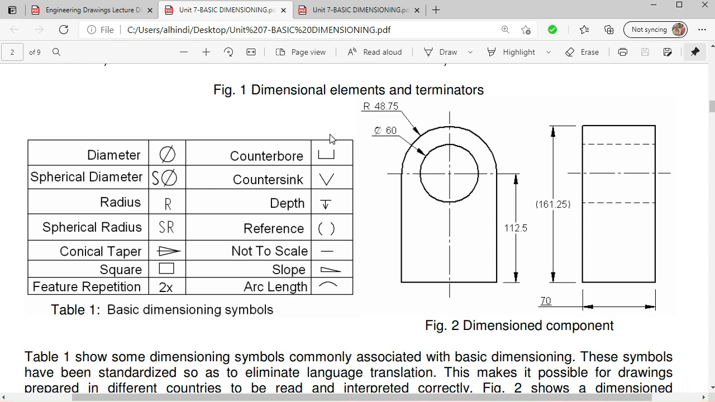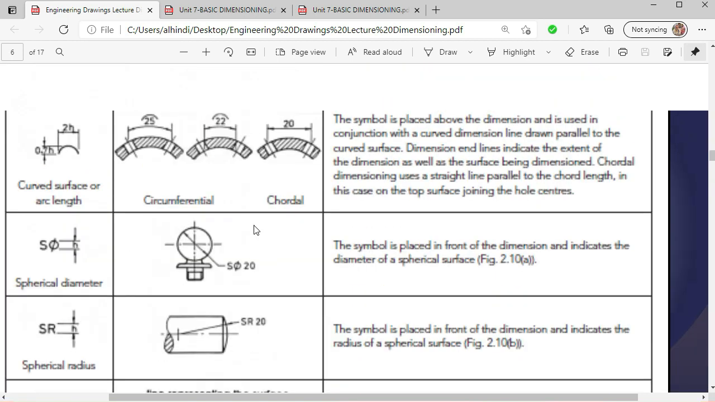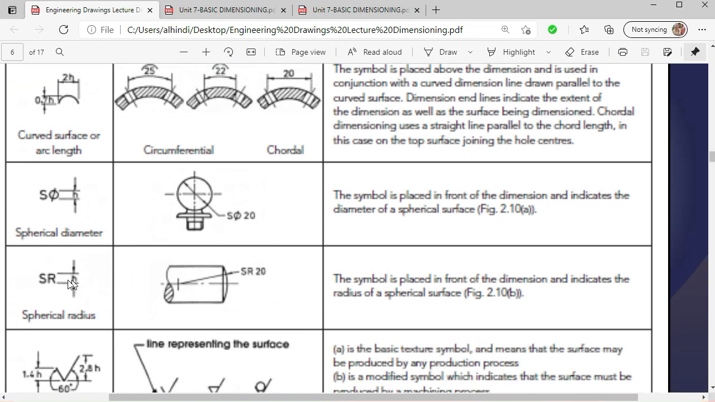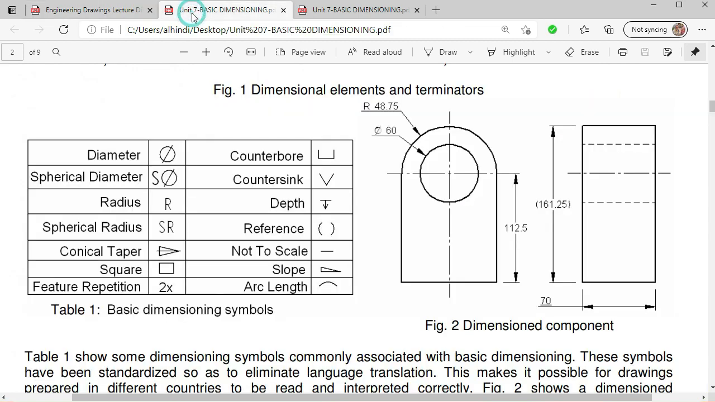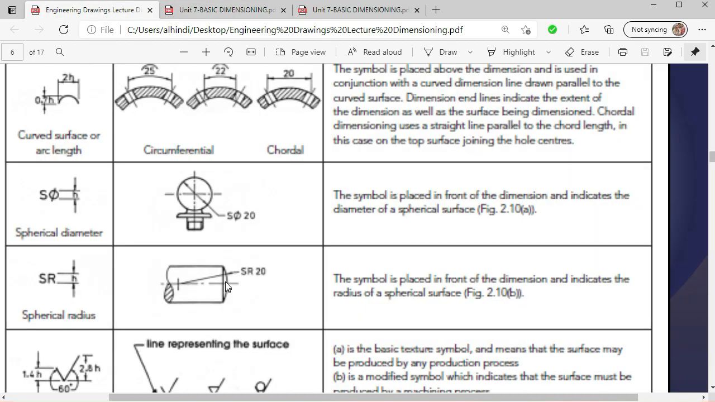And then are the spherical diameter. Spherical diameter is used when we have something in spherical shape. Here you can see it is spherical, so in order to denote its diameter we use S phi, S before the phi. It denotes that it is a sphere. So the next one is spherical radius, just similar to the spherical phi, which is more clear here, SR. And as you can see on this edge, this is spherical, so we have used SR and we have given the radius SR20 in this case.